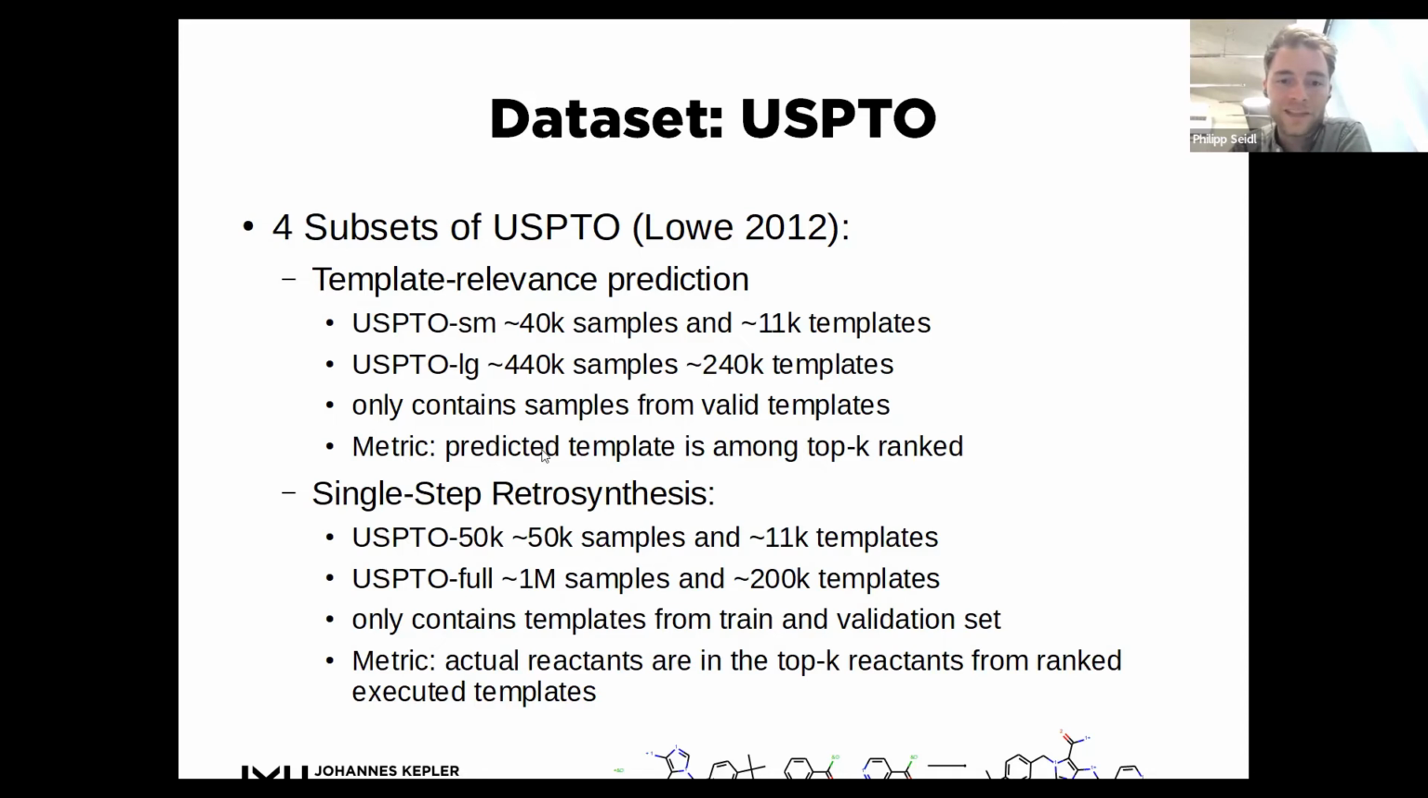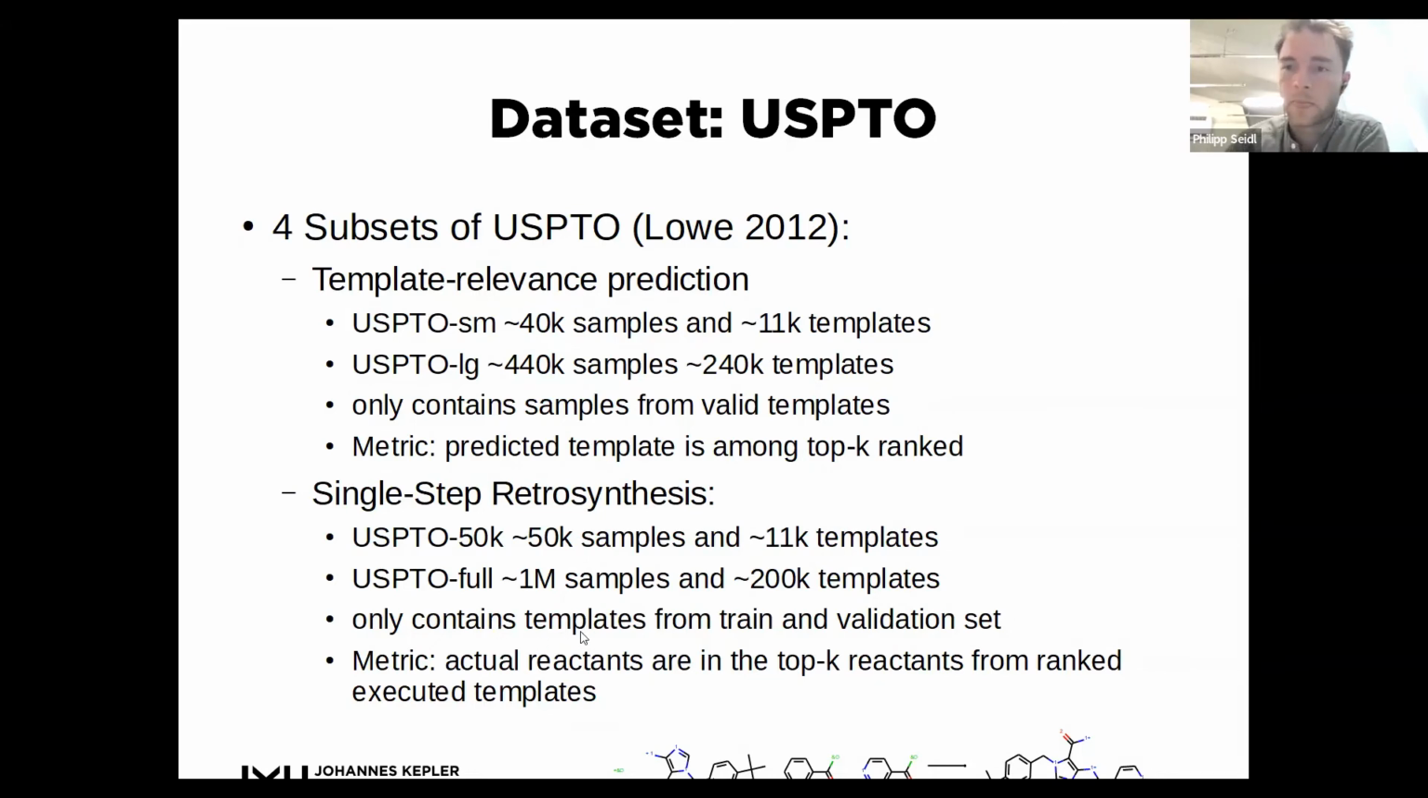The metric used for template relevance prediction is whether the template is among the top K ranked ones. This is very different from the metric used for single-step retrosynthesis. Here, we don't just look at whether the predicted template is among the top K ranked ones. We want to actually apply the templates that we predict, and the results after we have applied them are what counts. As I've told you, if you apply a template, there might be multiple outcomes, and this gets counted here.